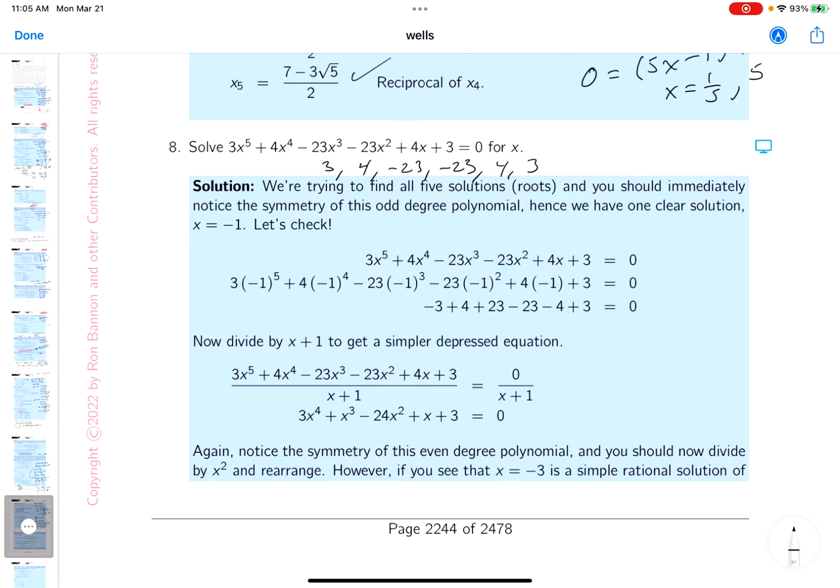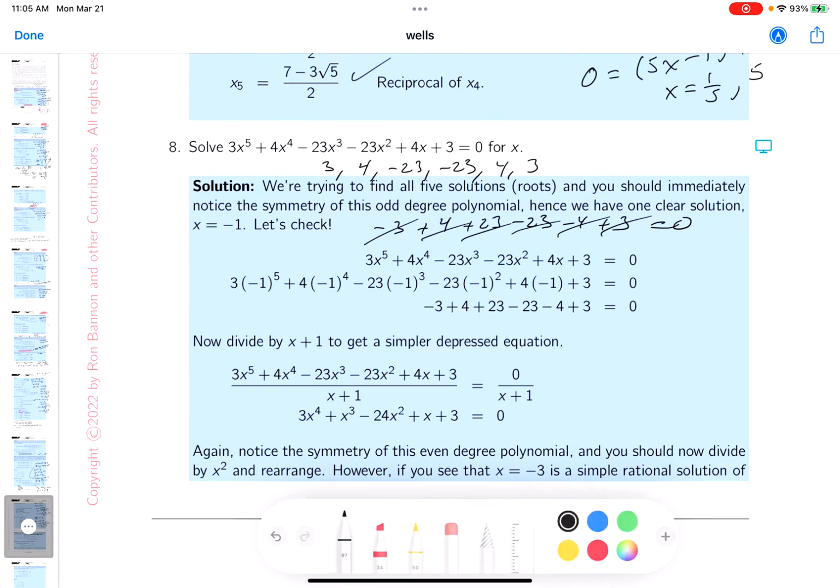How many roots are there? There's 5. Some might be incredibly difficult to come up with, but the bottom line is, I think I see one immediately, and I'm going to say minus 1. So if you plug in minus 1, what do you get? Minus 3 plus 4 plus 23 minus 23 minus 4 plus 3. This disappears, and this disappears, and of course you get 0. So the root minus 1 works beautifully.